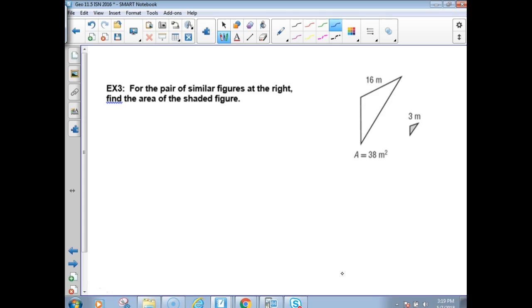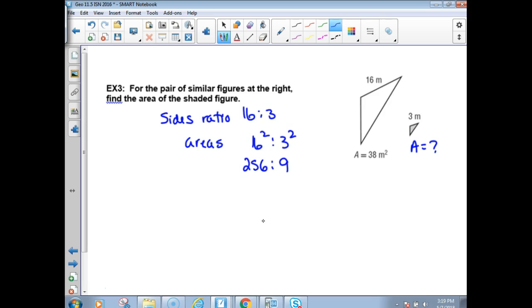Okay, another example. Ooh, there's one tiny little triangle on this picture. I need to find its area. For the similar figures at the right, find the area of the shaded figure. Well, all I've got is sides. 16. Sides ratio would be 16 to 3. Area ratio then would be 16 squared to 3 squared. If you would like to evaluate those, you may, which is 256 to 9.